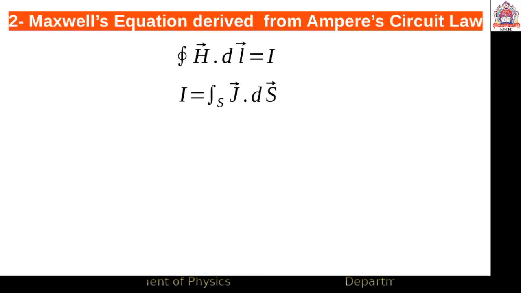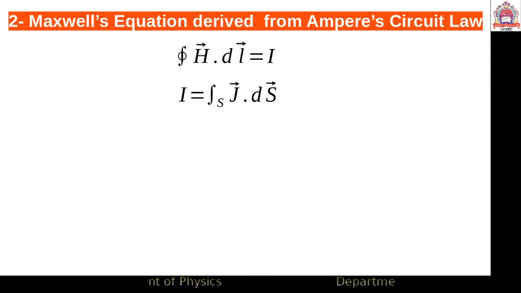According to this law, the work done in carrying a unit magnetic pole once round a closed arbitrary path linked with the current is expressed as the closed integral of H dl is equal to I, where the integral on the right is taken over the surface through which the charge flow corresponding to the current I takes place.